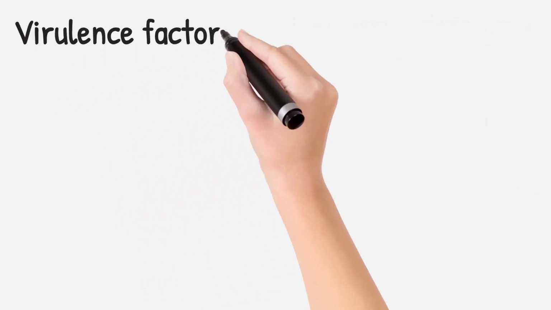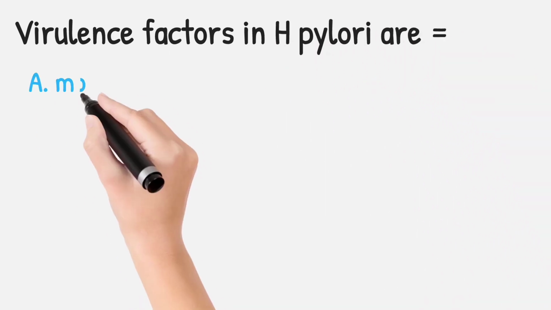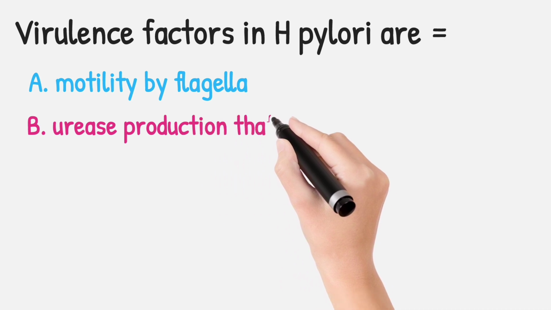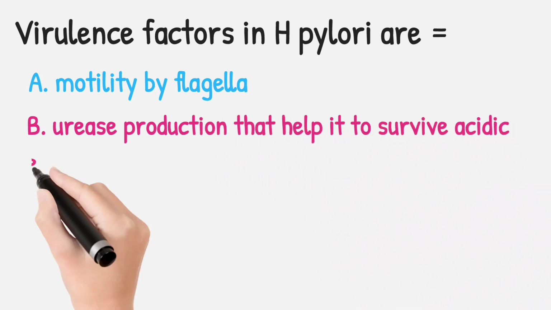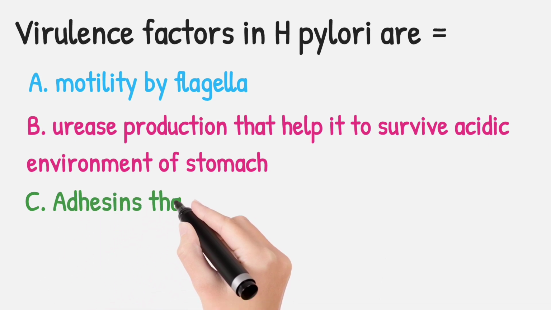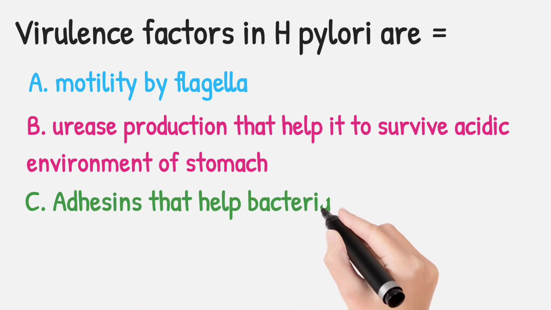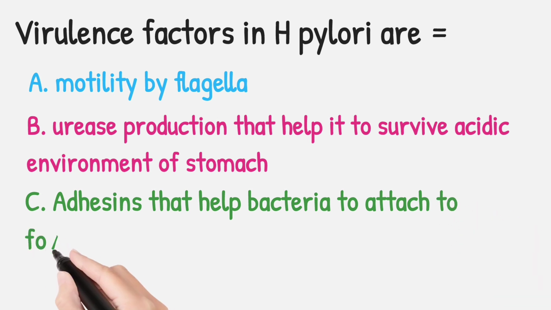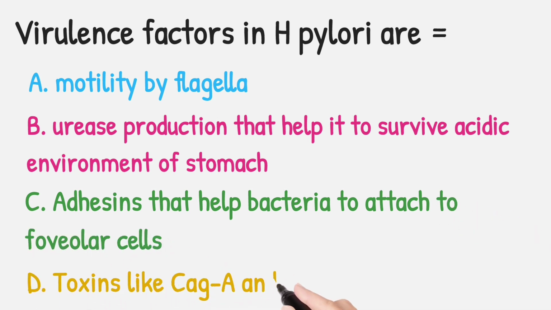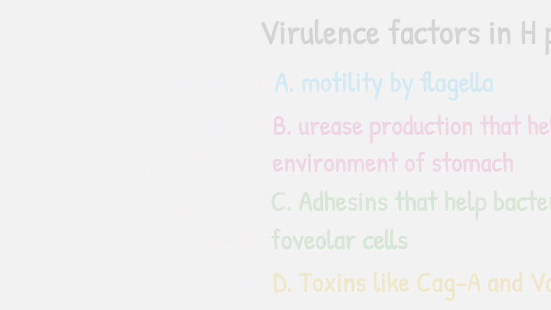Virulence factors in H. pylori are motility by flagella, urease production that helps it to survive in the acidic environment of the stomach, and adhesins that help bacteria to attach to the foveolar cell surface. Toxins like CagA and VacA are other virulence factors.